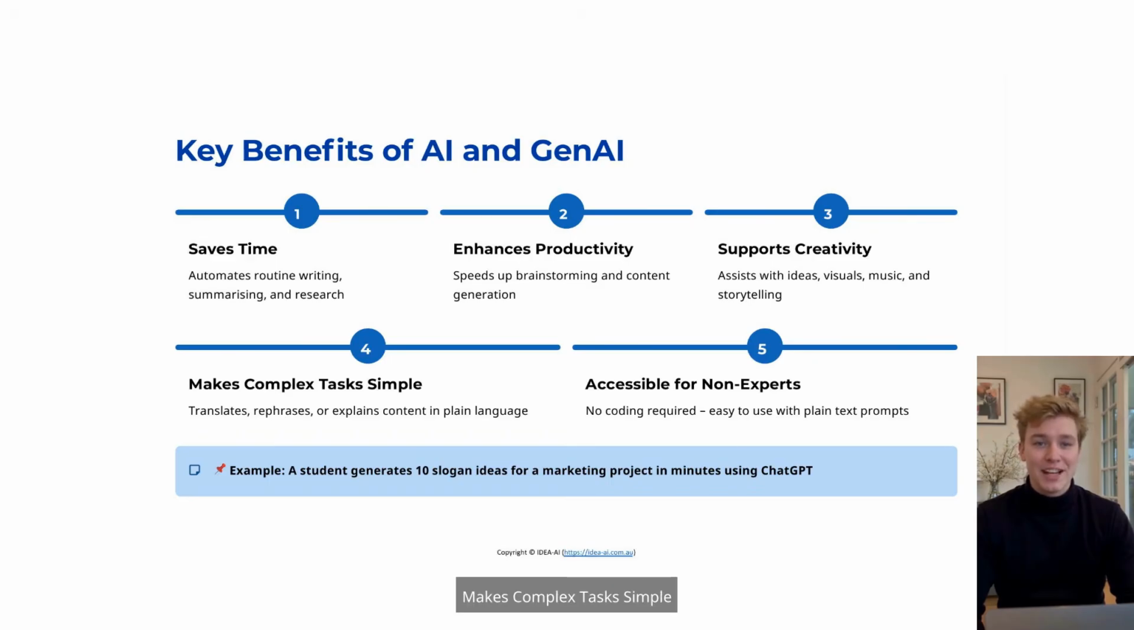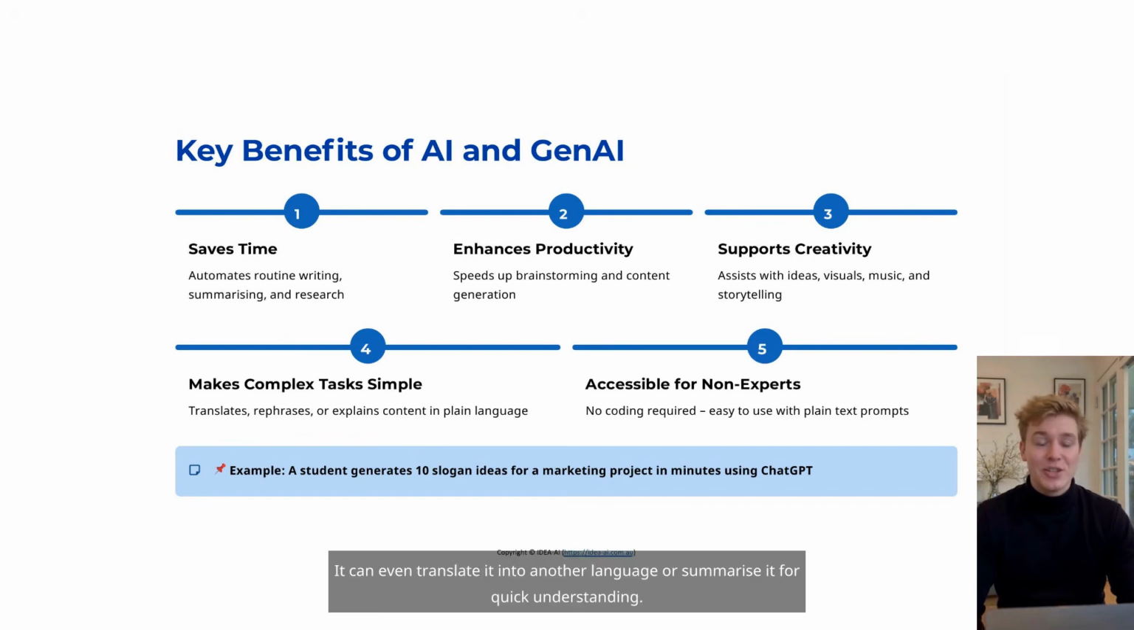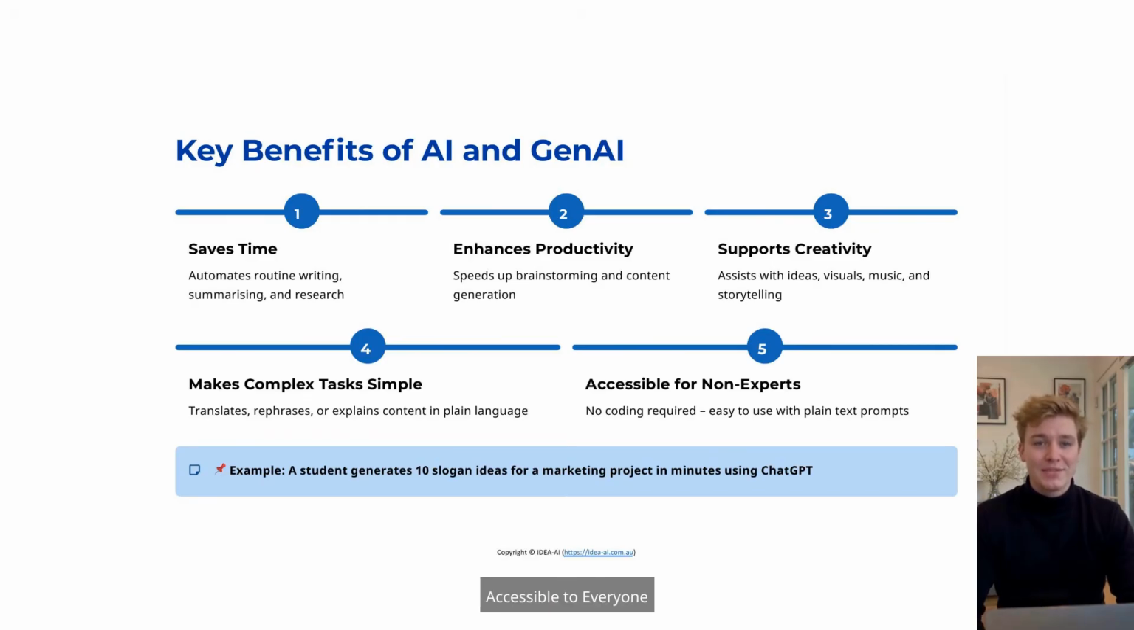Makes complex tasks simple. Let's say you're struggling to understand a dense academic journal. AI can rephrase it in plain English. It can even translate it into another language or summarize it for quick understanding. Accessible to everyone. No coding or specialized training is required. You just write a prompt like "summarize this article in 5 points" or "design a poster headline for a science fair," and you'll get results instantly.